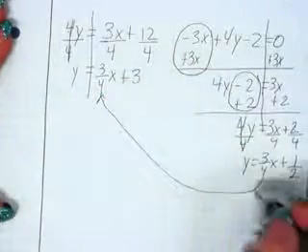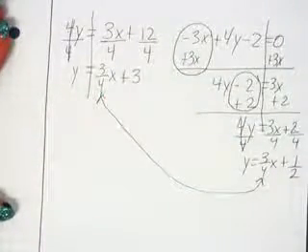Looking at the two slopes, they're identical, so they're actually parallel. They're not perpendicular.